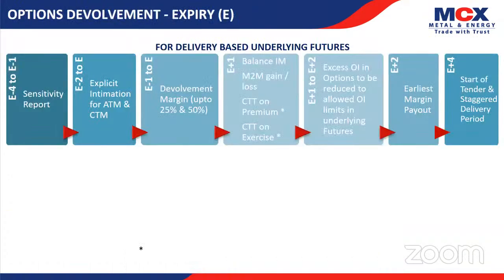So, how does it happen? For a delivery-based underlying futures, that is bullion side options and base metal side options, what happens? If E is the expiry, 4 days prior to the expiry, a sensitivity report is sent to all the members and their clients based on the open positions they have. Based on the sensitivity report, 1 day prior to expiry, that is E minus 1 day, up to 25% of margin is charged on expected in-the-money option contracts. This margin is called devolvement margin. On expiry day, at the start of the day, on the basis of yesterday's sensitivity report, 50% margin again would be levied on the probable in-the-money positions. So on the last 2 days of the option, margins are being levied.